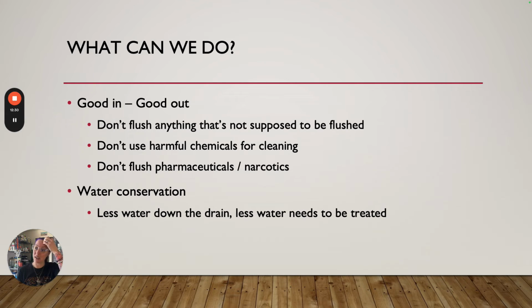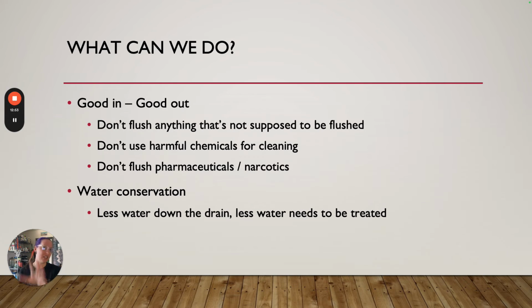This can be kind of a way perhaps that folks who maybe are trying to hide a drug habit will maybe flush things down the toilet. Well, guess what? That goes into the waterways and can have some impacts there. And then lastly, of course, water conservation. Us here in California, we know about this pretty well. But less water down the drain means less water needs to be treated.